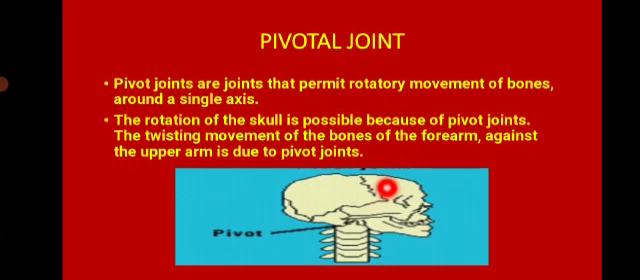What is pivot joints? The pivot joints are joints that permit rotatory movement of bones around a single axis. The rotation of the skull is possible because of pivot joints. The neck bone is an example of pivot joints. Are you clear?